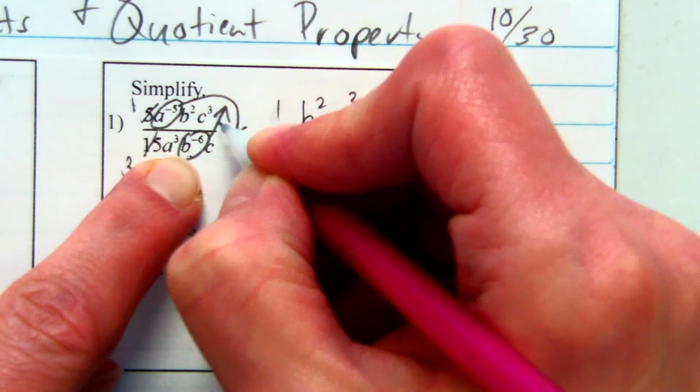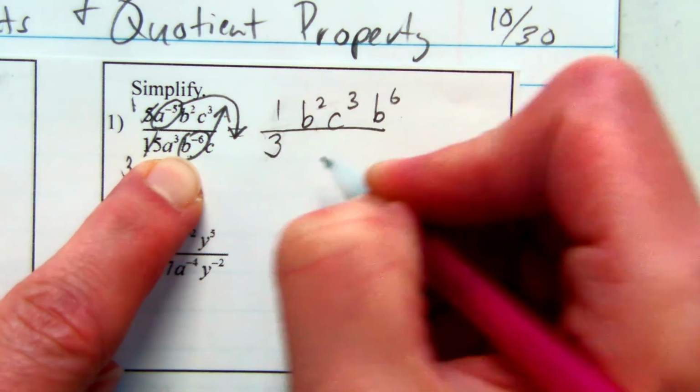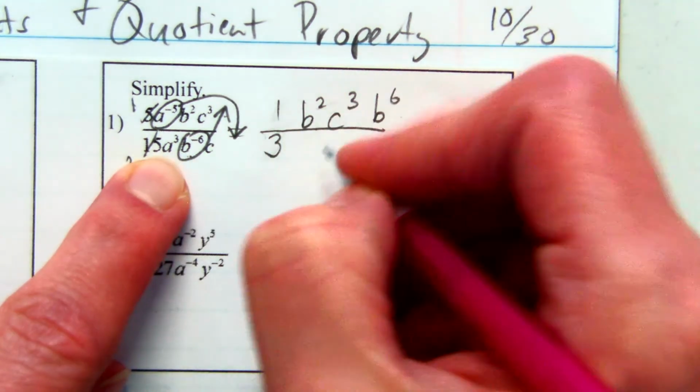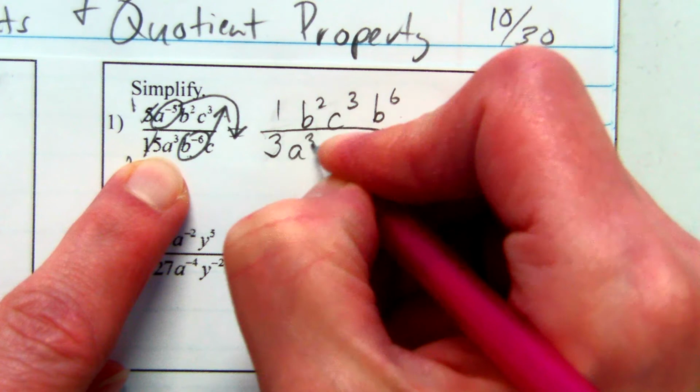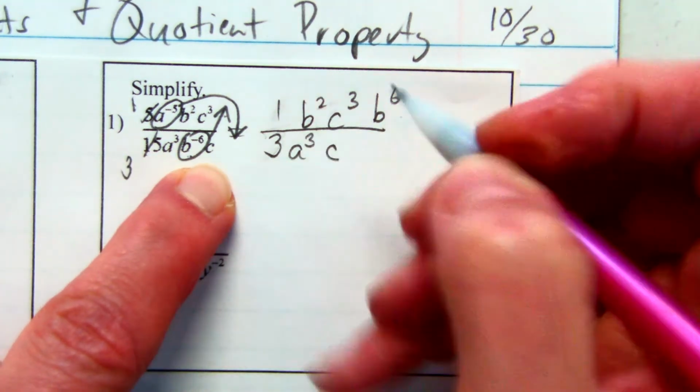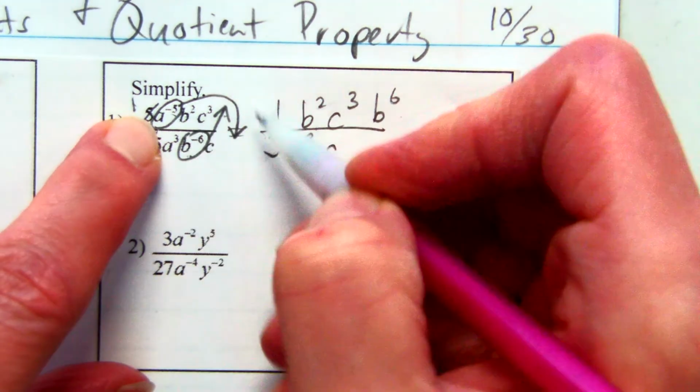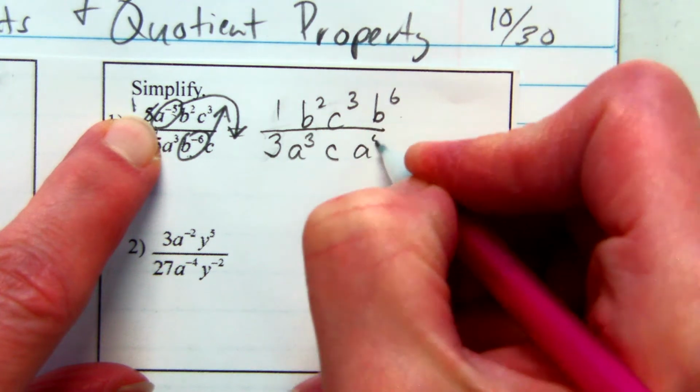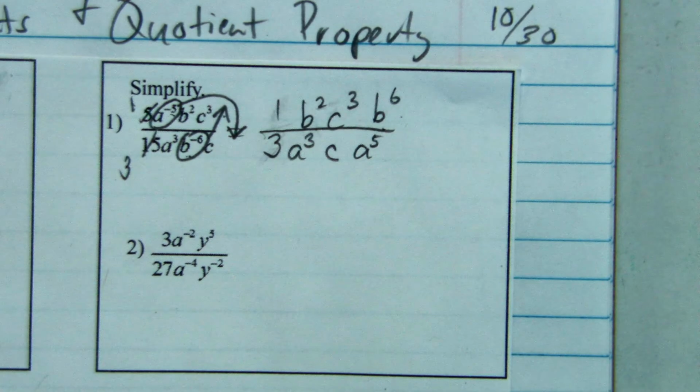So this went up there. On the bottom I have a 3. I still have an a to the 3rd. I still have a c. But I also flipped this a to the negative 5th down there and got a to the 5th. And now everything has positive powers and I can just put stuff together.